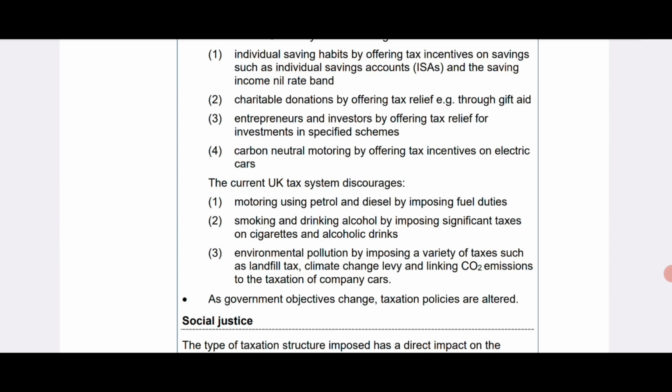They discourage motoring using petrol and diesel by imposing fuel duties. They also discourage smoking, drinking, and other things by imposing high levels of taxes. For environmental pollution, they impose a variety of taxes such as landfill tax and climate change levy, and link CO2 emissions to the taxation of company cars.